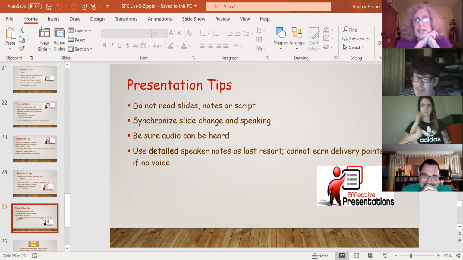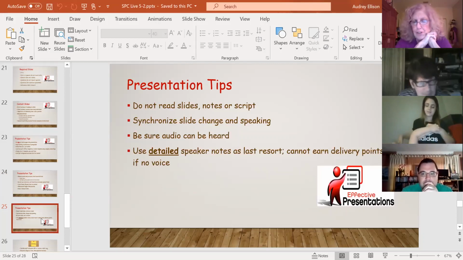When you're doing your presentation, do not read a script, do not read slides, and don't read notes. You're presenting. What you want to put on your slides are the things that are going to remind you about what you want to say. If you add the voiceover to each slide individually, make sure you synchronize your change with your speaking. Check your audio before sending it to me. Make sure I can hear you.